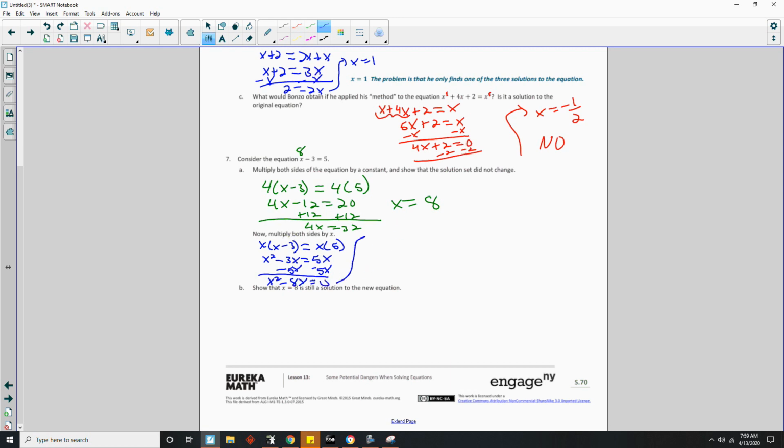So let me bring this up here. x squared minus 8x equals 0. Factor out an x, I get x times x minus 8 equals 0. So x equals 0 for this piece, and x equals 8 for this piece. So multiplying both sides by x gave me another solution, x equals 0. Okay, so it says show that x equals 8 is still a solution to the new equation, so that is right here.